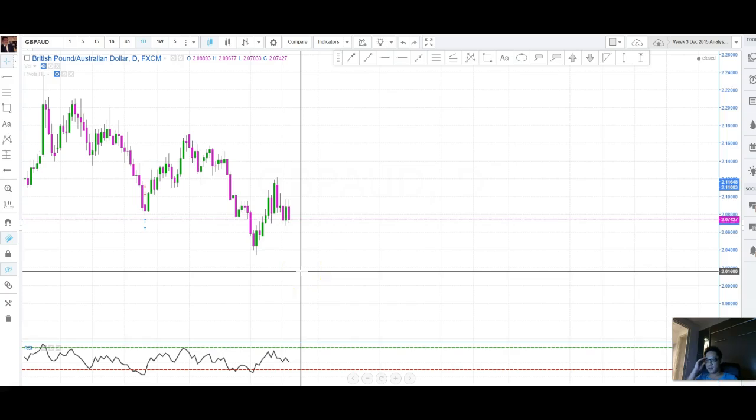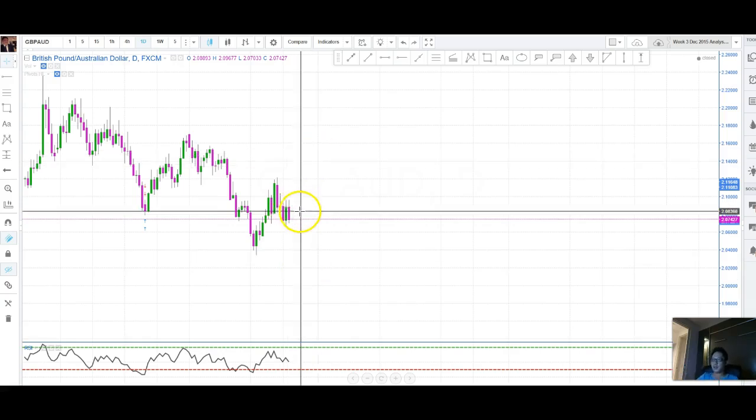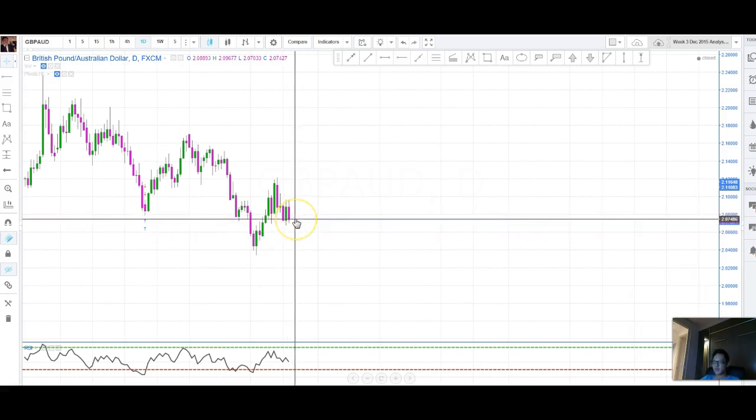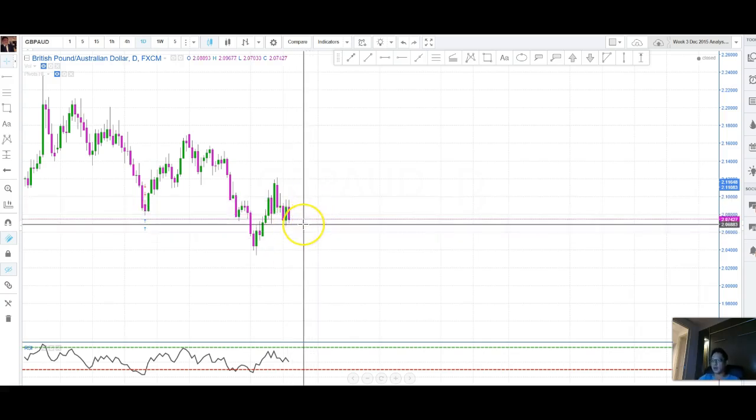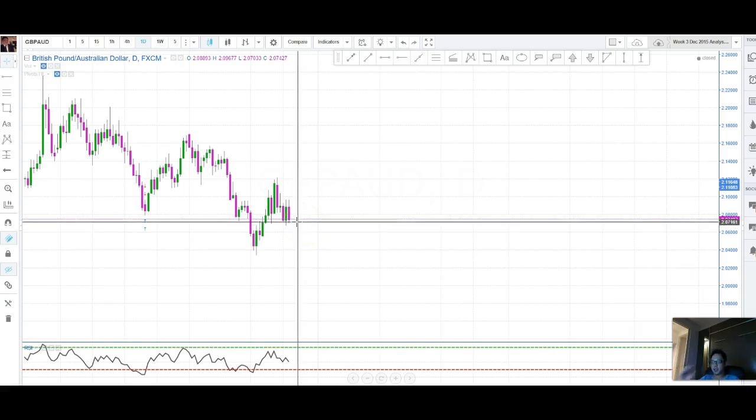This is where you're going to wait for the market to give you a signal. You can force a trade here to buy or sell, but just be aware that you don't really know which direction it's going to go. You're just taking a guess at this point.